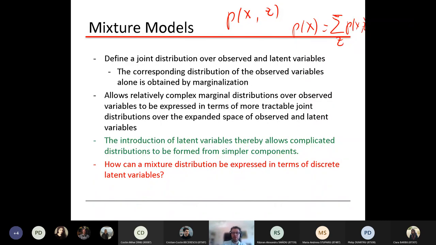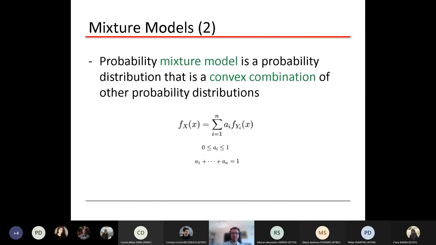So we're going to work with joint distributions of observed and latent variables, but our main goal is to express complex distributions for the observed variable, and the latent variable is just an artifact that we use in order to define more complex observed distributions, P of X. This introduction of the latent variables is just a means to model more complicated distributions, which are far from simpler components. We'd like the components in the mixture to be simple, for example a Gaussian distribution, like a mixture of Gaussians that we're going to discuss, or some other exponential distributions. So one of the first questions that we're going to explore is how can we model a mixture distribution using discrete latent variables? This is what we're going to talk about in the first part of the lecture.